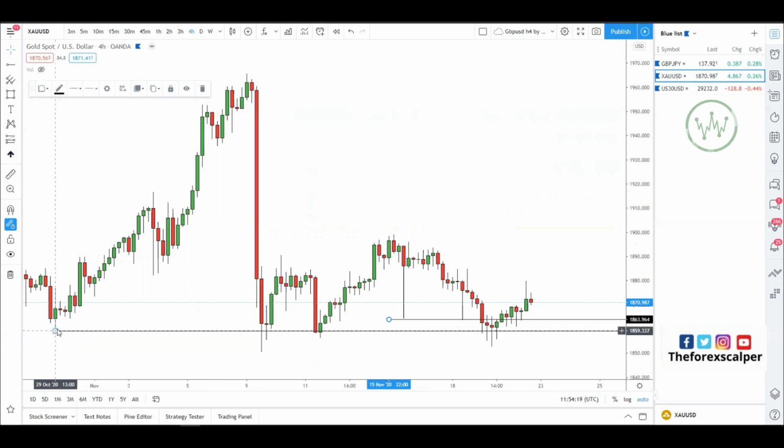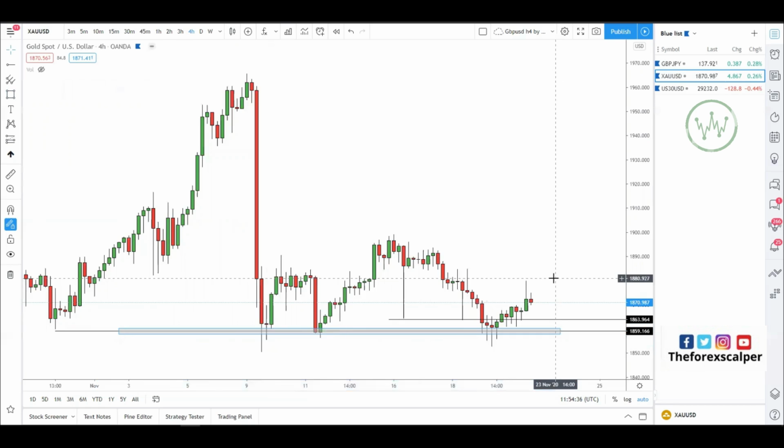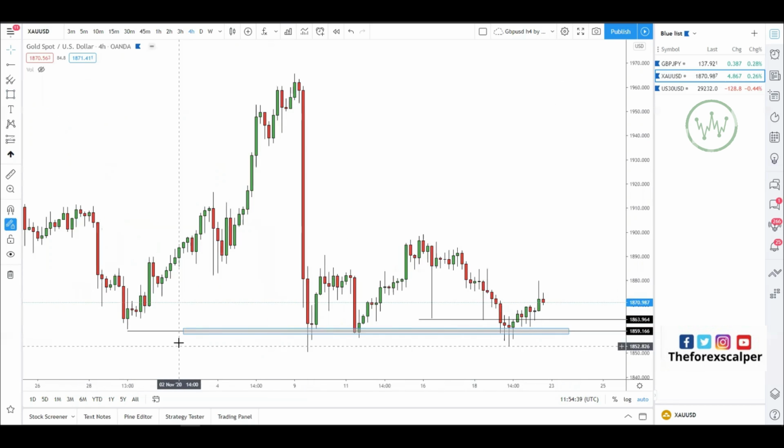And price had tested this level already a couple of times. You can see price has also created a level of demand within this area. Okay, so for me, this is simply a level of demand. You can see it right here. It's also a demand area.